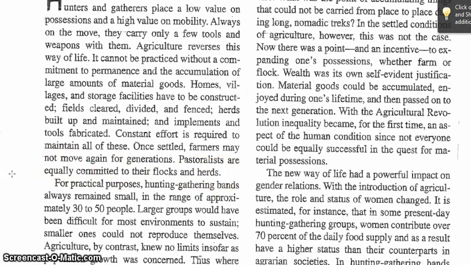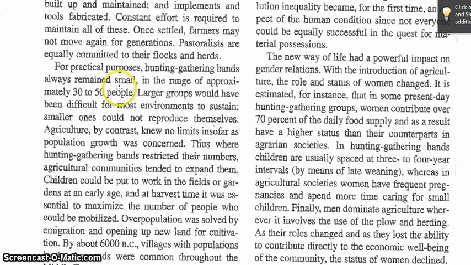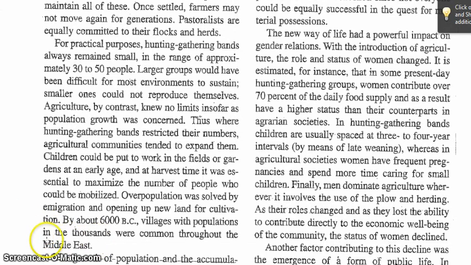For practical purposes, hunting and gathering bands always remain small, in the range of approximately 30 to 50 people. Larger groups would have been difficult for most environments to sustain. Smaller ones could not reproduce themselves. Agriculture, by contrast, knew no limits insofar as population growth was concerned. Thus, where hunting-gathering bands restricted their numbers, agricultural communities tended to expand them. Children could be put to work in fields and gardens at an early age, and at harvest time, it was essential to maximize the number of people who could be mobilized. Overpopulation was solved by emigration and opening up new lands for cultivation. By about 6000 BCE, villages with populations in the thousands were common throughout the Middle East.